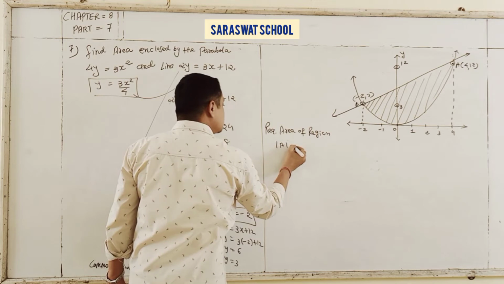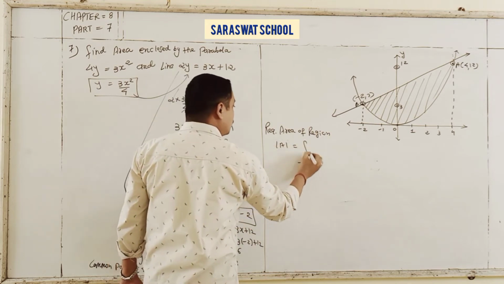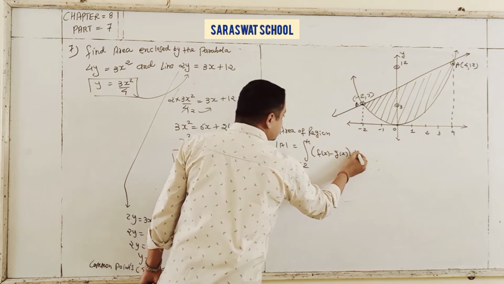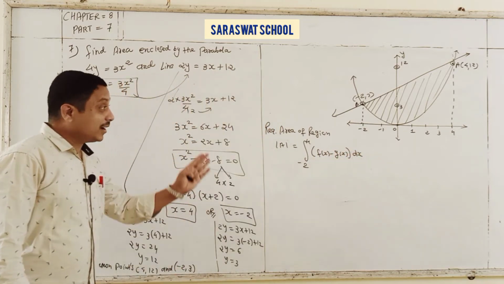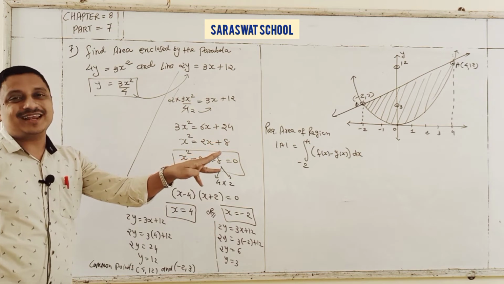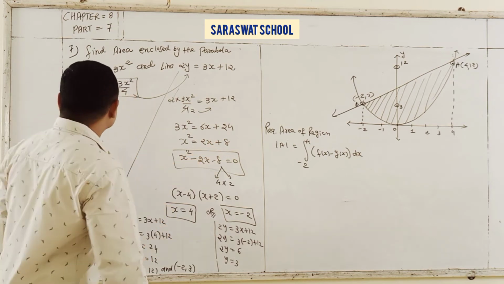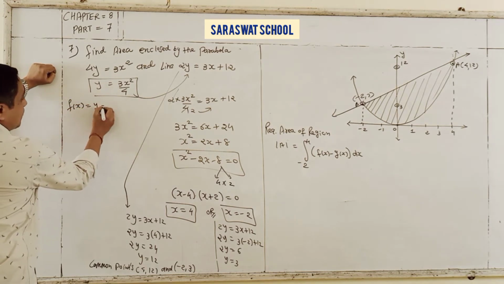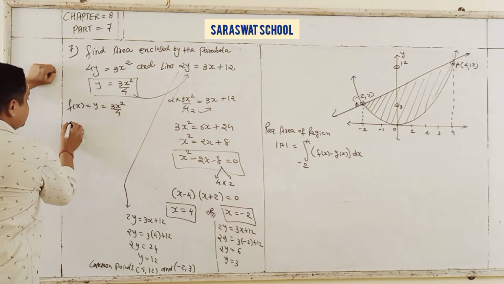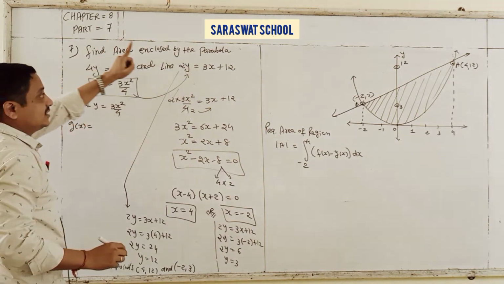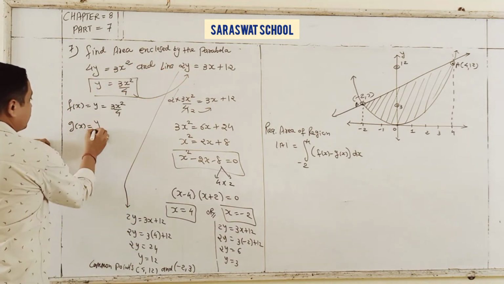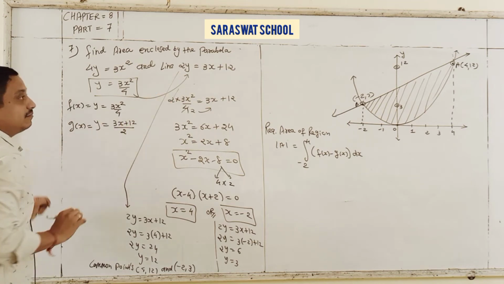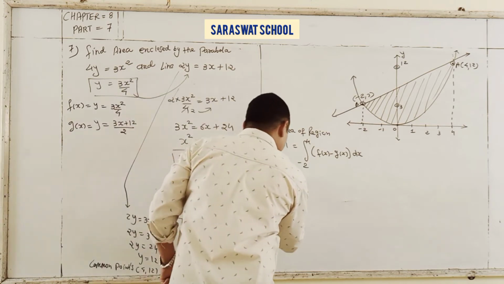A modulus, which should be from minus 2 to 4, fx minus gx dx, applying minus 2 to 4 as the boundary, curve minus line, or line minus curve. But students, in this way you take either fx, y, and gx. Separated, it is 3x plus 12 by 2, 3x plus 12 by 2, and apply this successfully.